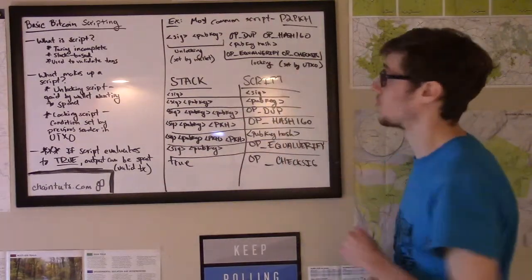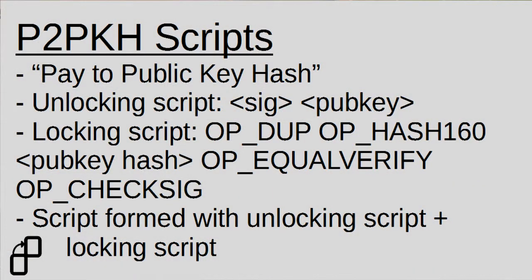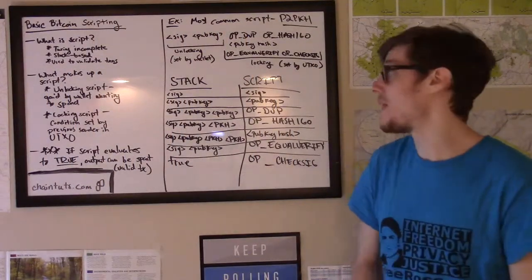Now, the locking script set by Alice's unspent transaction output has the following operations. It has OP_DUP, which is to duplicate an item on the stack. OP_HASH160, the public key hash of Bob's public key. OP_EQUALVERIFY and OP_CHECKSIG. Now we're going to get a little bit more into what these operators actually mean when we walk through the execution of this script. So let's do that now.